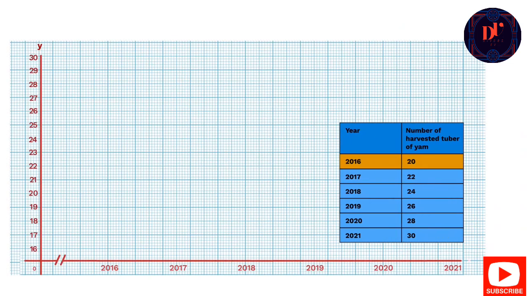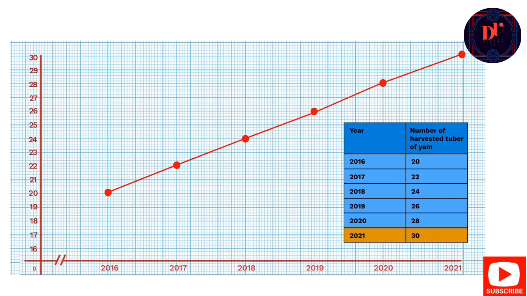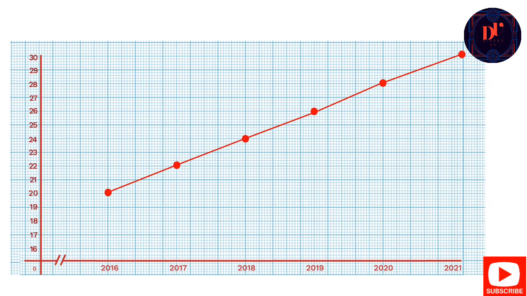Connect the x and y axis together at their point of intersection for the corresponding year and the number of production. Connecting each point gives us the line graph. That's easy, right? Yes, it is.